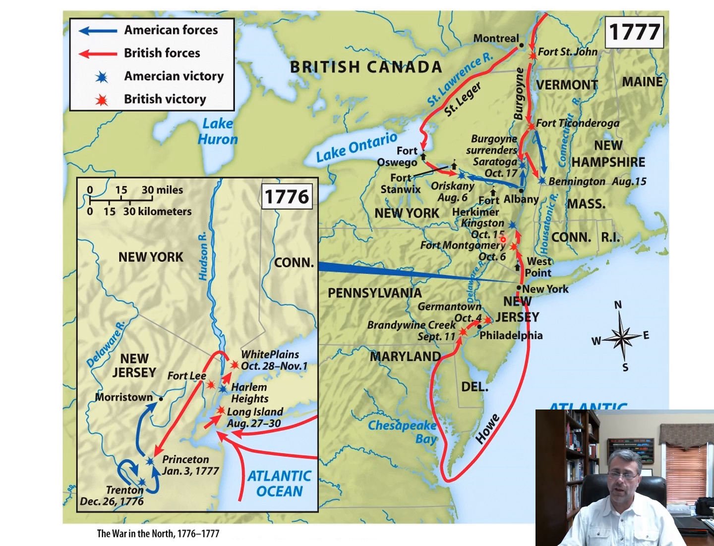They assume that if they can cut this area off and control it, then the revolution will come to a swift end. We see very few victories on the side of the Americans during this time phase. A few minor victories, but most of this first phase of the war is going to be characterized by British victories and American losses.